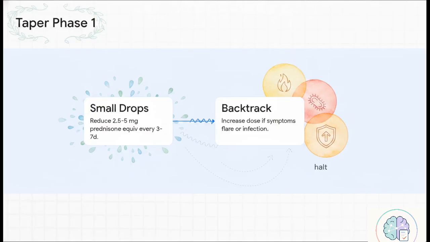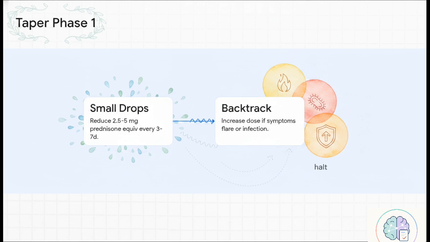Let's break down the first half of that conservative taper. Step 1. You make really small, calculated decrements. We're talking the equivalent of 2.5 to 5 milligrams of prednisone every 3 to 7 days. Step 2 is absolutely critical. You have to know when to backtrack. That means halting the taper, bumping the dose back up, and then resuming much more gradually.